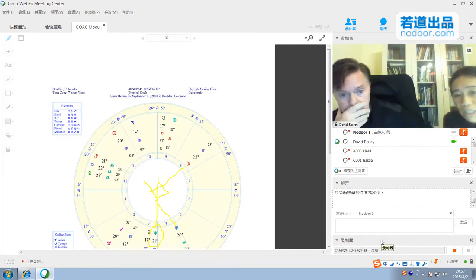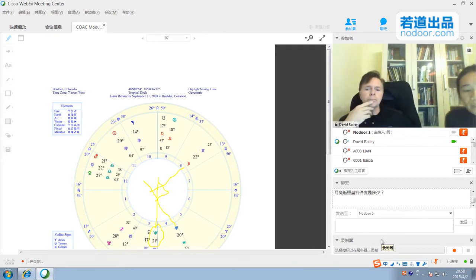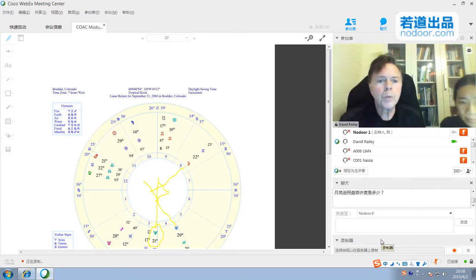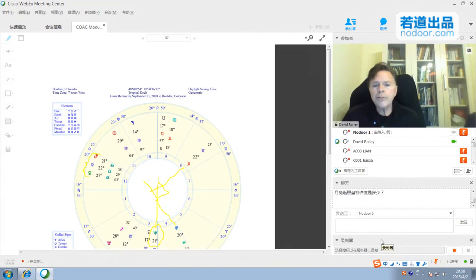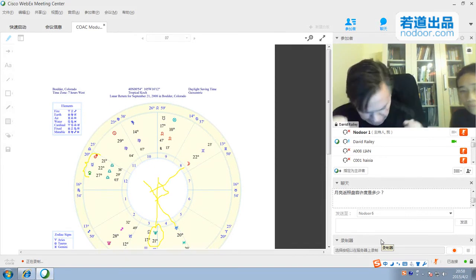These are transits that she had going on during that whole year. At this moment, however, take a look at how the moon is aspected by faster moving planets, Mars, Mercury, and Venus.